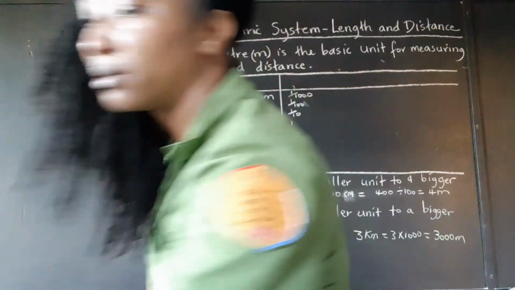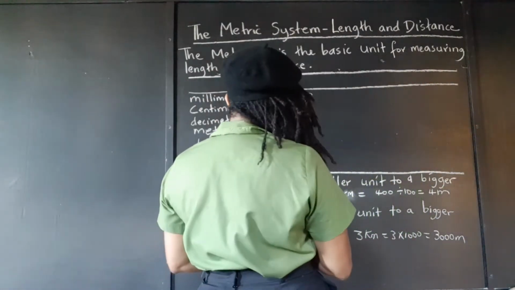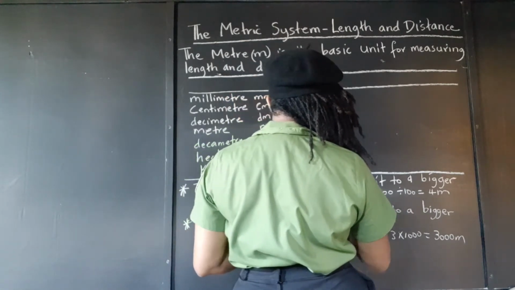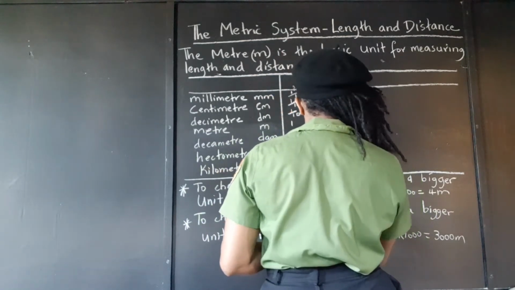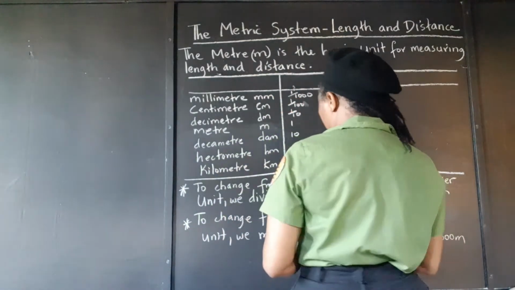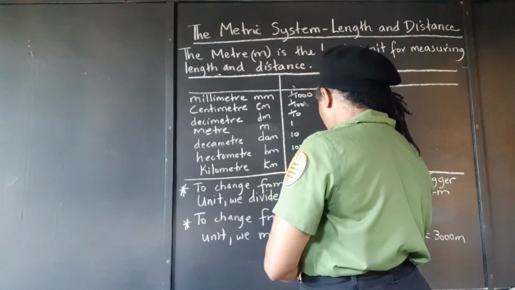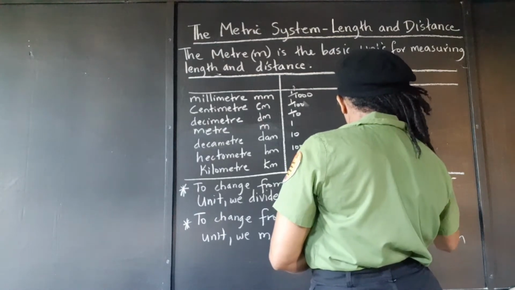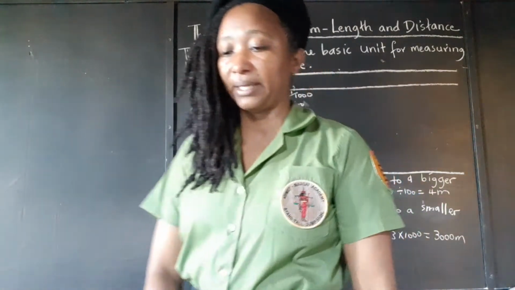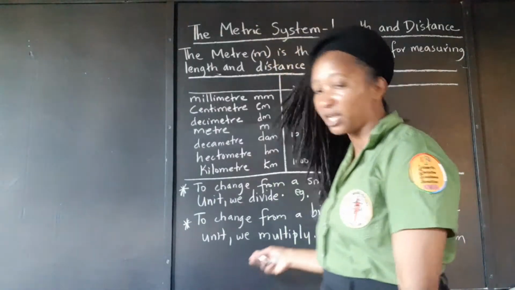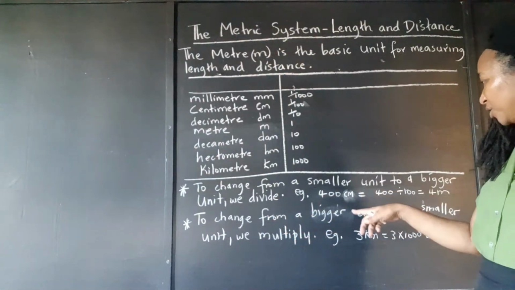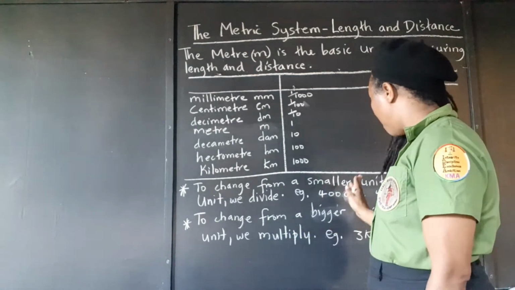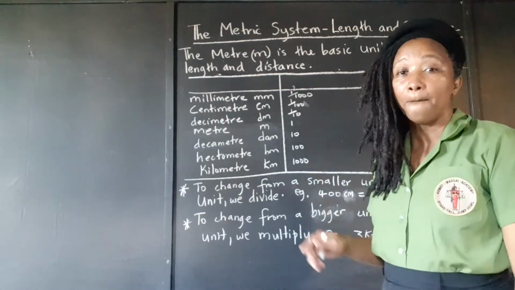Okay, so I need to change this. I had this twice. So this should read, to change now back from the bigger unit to the smaller unit, we multiply. So let's do that again. So we're changing from smaller units to bigger units, we divide. Changing from bigger unit to smaller unit, we multiply.